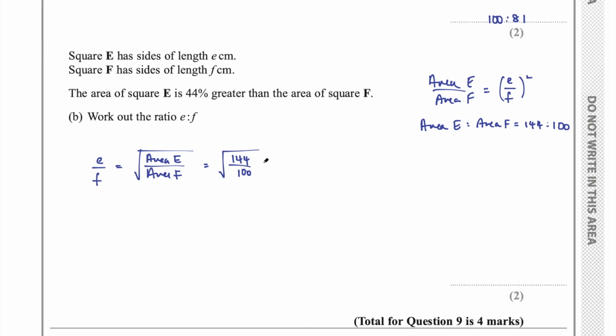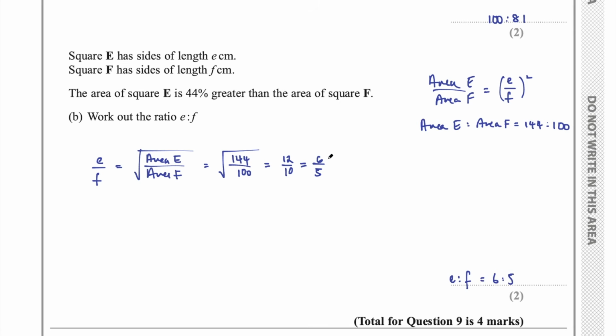The square root of 144 is 12. The square root of 100 is 10. And this 12 over 10 is 1.2. Or actually, I should simplify that to a ratio because the question is asking for the ratio E to F. So 12 to 10 simplifies. If I divide both by 2, this is 6 on 5. So the ratio E to F equals 6 to 5.